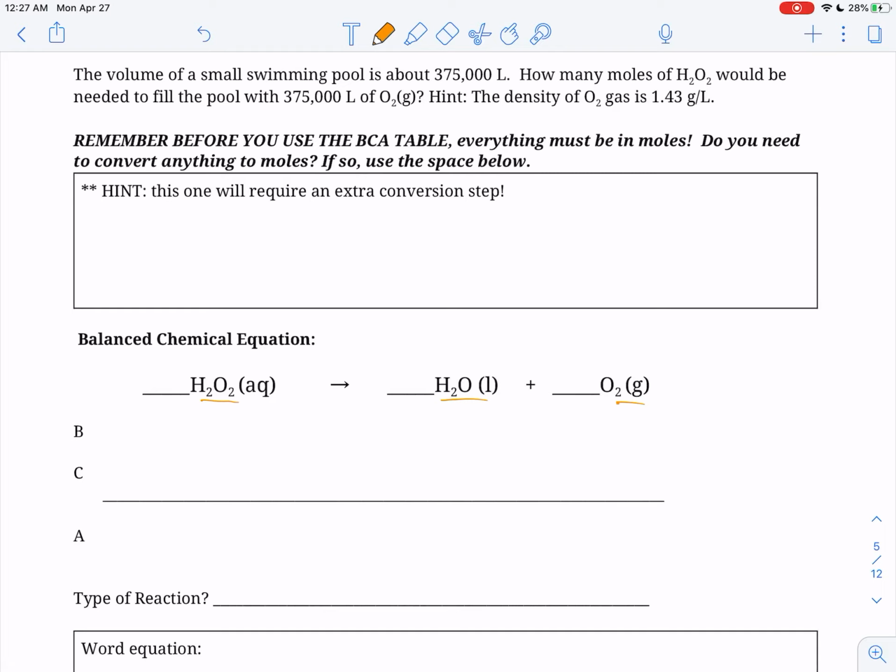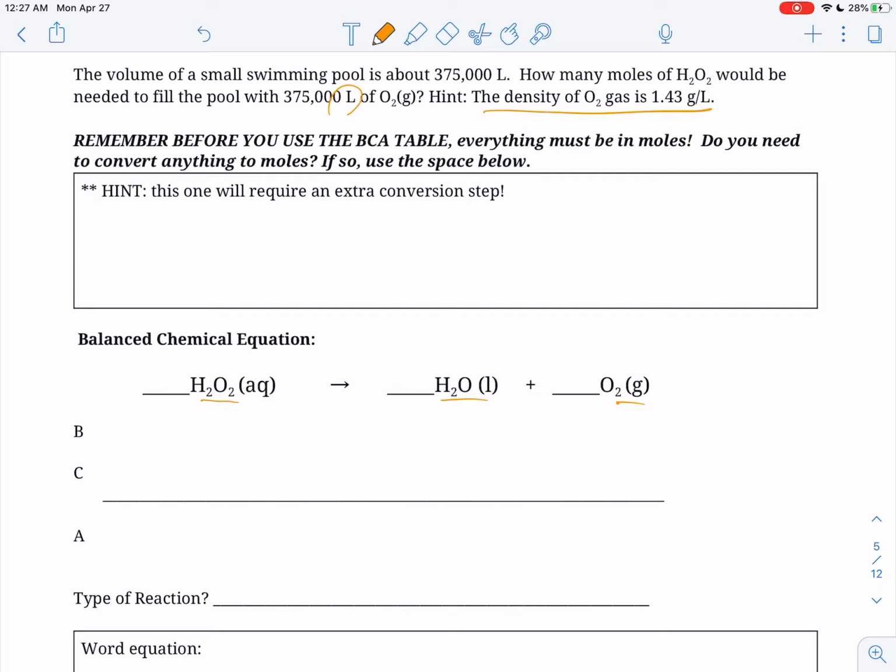So the question is, the volume of a small swimming pool is about 375,000 liters. How many moles of H2O2 would be needed to fill the pool with 75,000 liters of oxygen gas? Okay, so now this one's a little bit trickier, right? Because the density of oxygen gas is given, all right? But now we're seeing something in liters, which we have not seen before, okay?